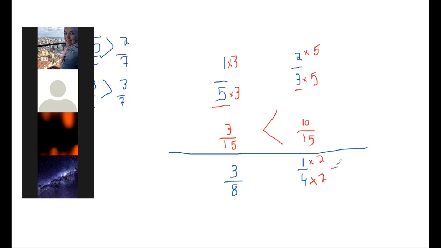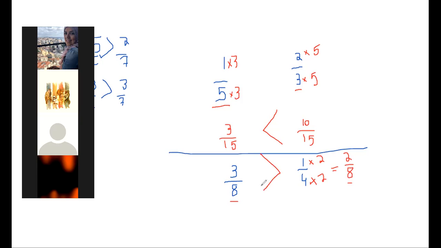So what do I get here? 1 times 2 equals 2 over 8. So what do I get here? The same denominator. And now, the bigger the numerator, the bigger the fraction. Did I answer your question, Hala? Yes. So first of all, you have to check if you can make the denominators the same by multiplying only one of them. Else, you will do the first exercise.